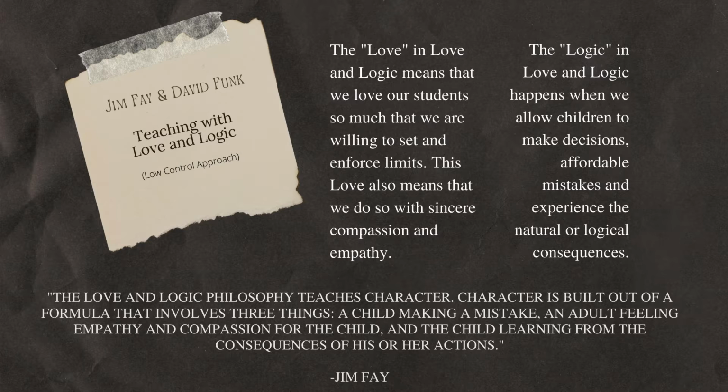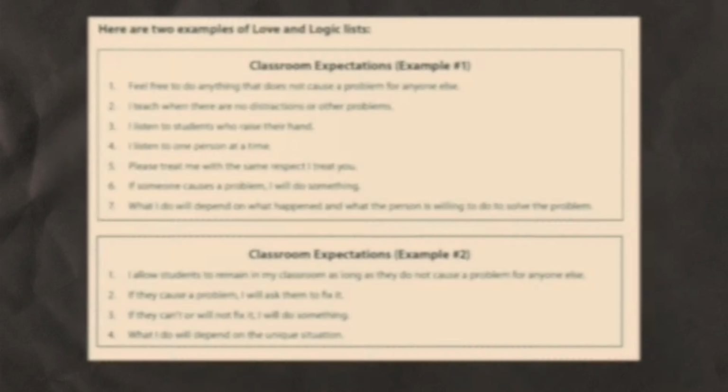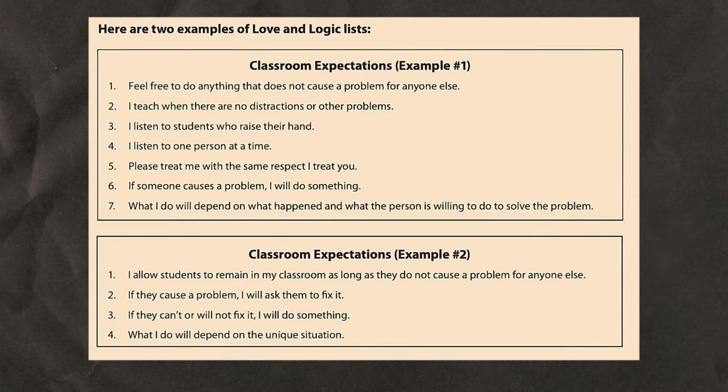Jim Fay says that the Love and Logic philosophy teaches character. Character is built out of a formula that involves 3 things. 1, a child making a mistake. 2, an adult feeling empathy and compassion for the child. And 3, the child learning from the consequences of his or her actions. Of course, that sounds easier said than done.